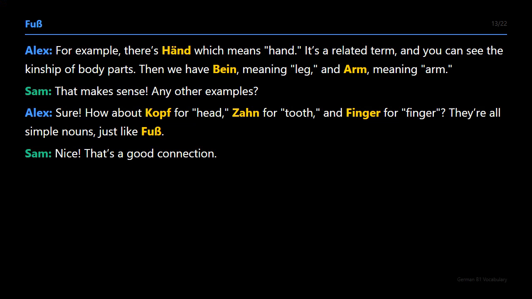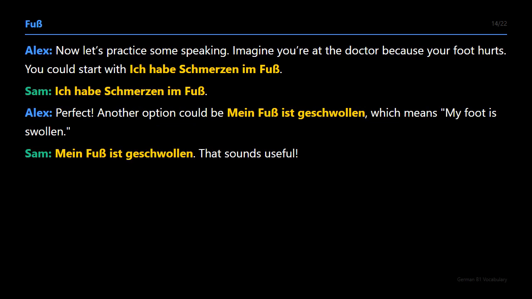Now let's practice some speaking. Imagine you're at the doctor because your foot hurts. You could start with, ich habe Schmerzen im Fuß. Ich habe Schmerzen im Fuß. Perfect. Another option could be, Mein Fuß ist geschwollen, which means my foot is swollen. Mein Fuß ist geschwollen. That sounds useful.